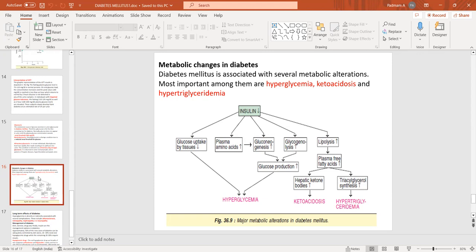The ketone bodies include acetone, acetoacetate, and beta-hydroxybutyric acid. If the level of ketone bodies and glucose is elevated more than the normal ranges, this condition is called as diabetic ketoacidosis.